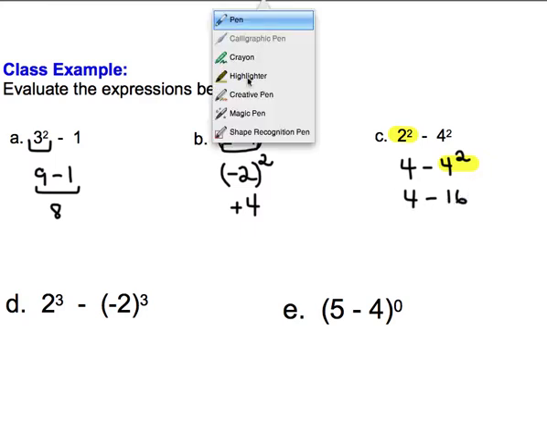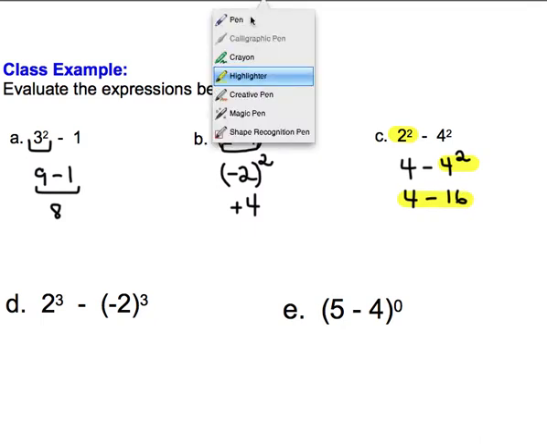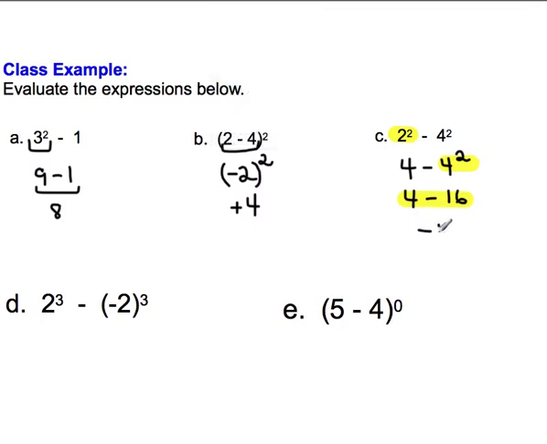And then they do put a highlighter just to show what operation they're going to do next. And 4 minus 16 is negative 12. The reason why I like showing all your work step by step is because, first of all, it's easier to go back and find your mistakes, which is part of your math curriculum. And you're going to see it in an example later on. So you can go back and check your work.